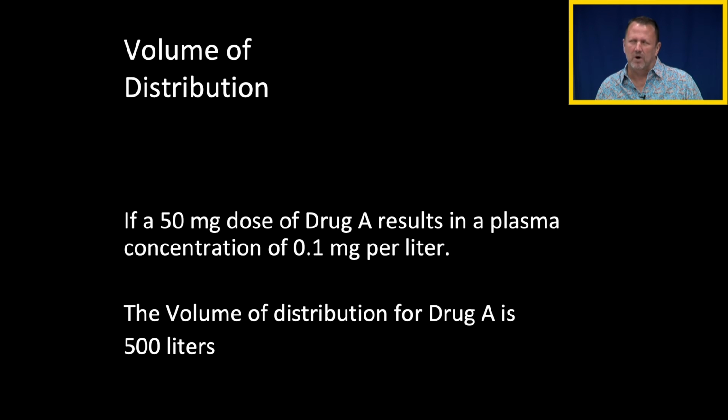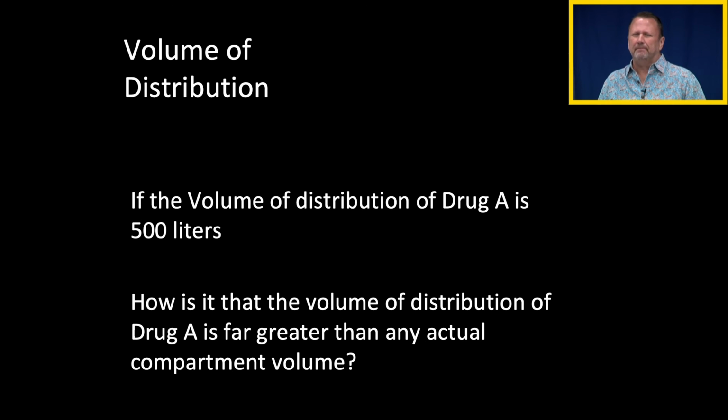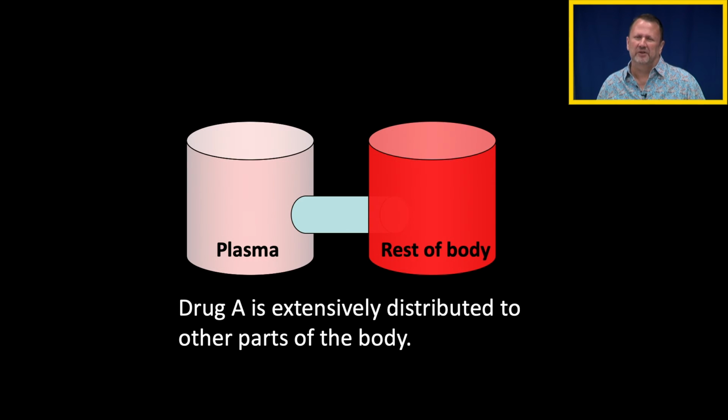Now our total body water is 42 liters. How does a volume of distribution get up to 500 liters? The largest volumes of distribution that you'll see are somewhere in the 470s in that area. All right, so 500, that's a very large volume of distribution. And so how is it that we have a volume of distribution that's 500? Well, again, the volume of distribution is an abstract concept. It's not an actual volume.